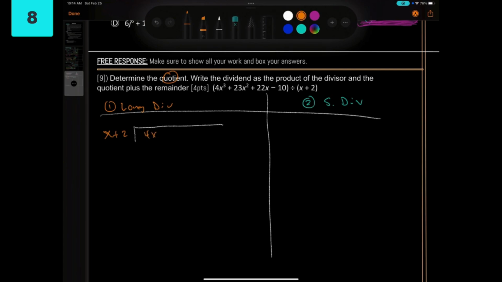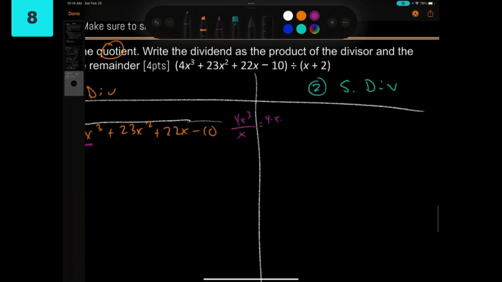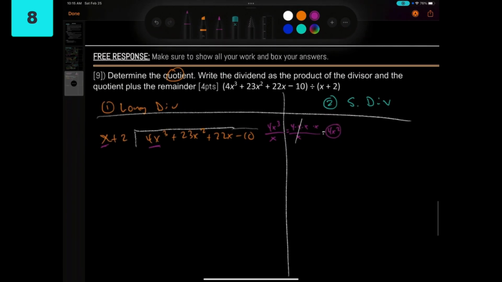Excuse me. 4x to the third plus 23x squared plus 22x minus 10. If you look at your formula sheet, the first thing we need to do is division. And what I'm dividing here is x goes into 4x to the third. And that's just 4 times x times x times x over x. If you cancel these, then you're left with just 4x squared. And that's what I'm writing here.